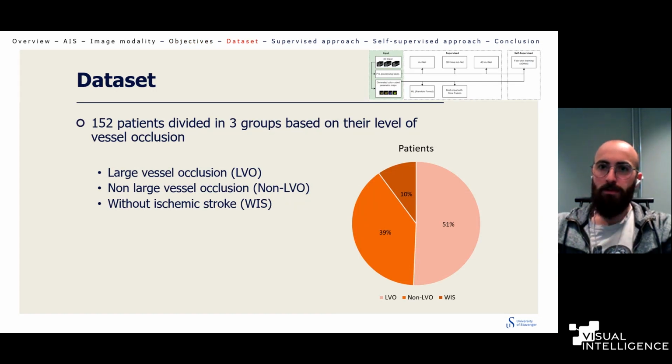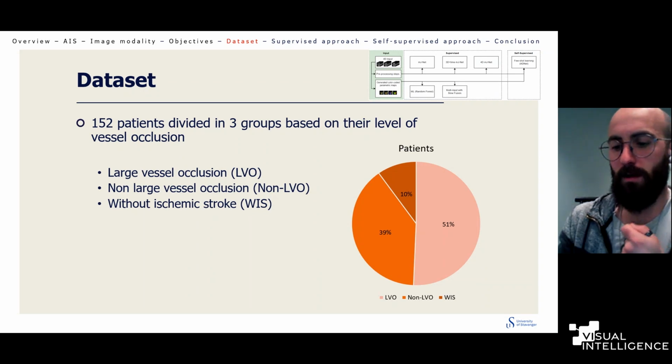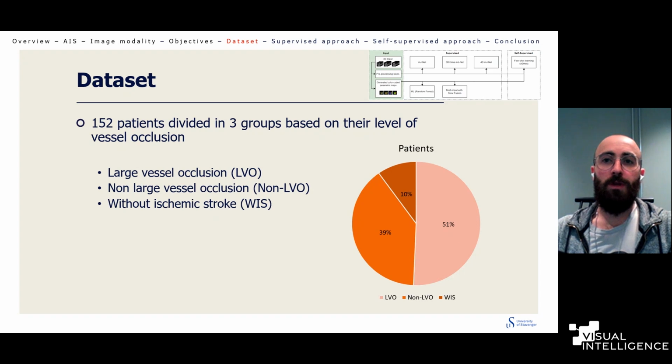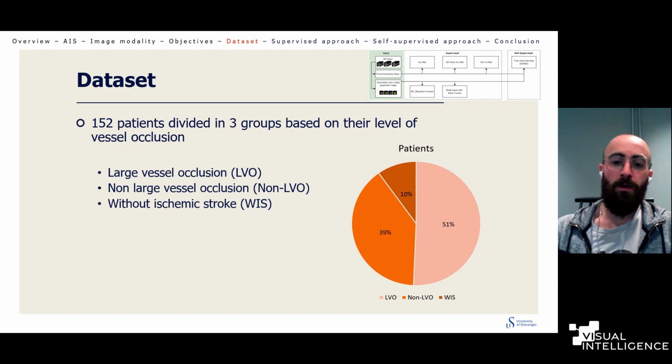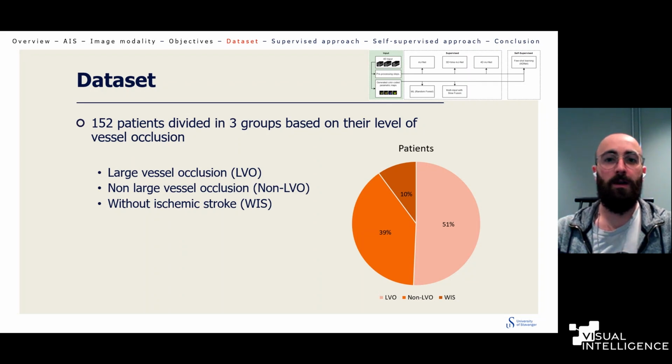Just for you to follow along in the next slides, the data set is composed of 3 different patient groups: large vessel occlusion, non-large vessel occlusion, and patients without ischemic stroke. Large vessel occlusion is when a large vessel is occluded by a blood clot, creating a very large ischemic area. A non-large vessel occlusion creates, in theory, a smaller ischemic region. And the without-ischemic-stroke group are patients who were suspected of a cerebral stroke and came to the hospital for the initial CT scan to assess the damage, but turned out not to have a cerebral stroke.